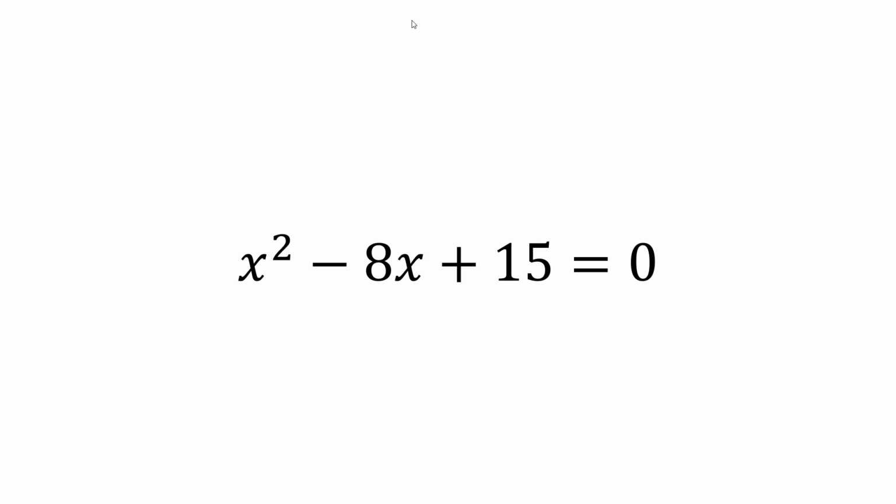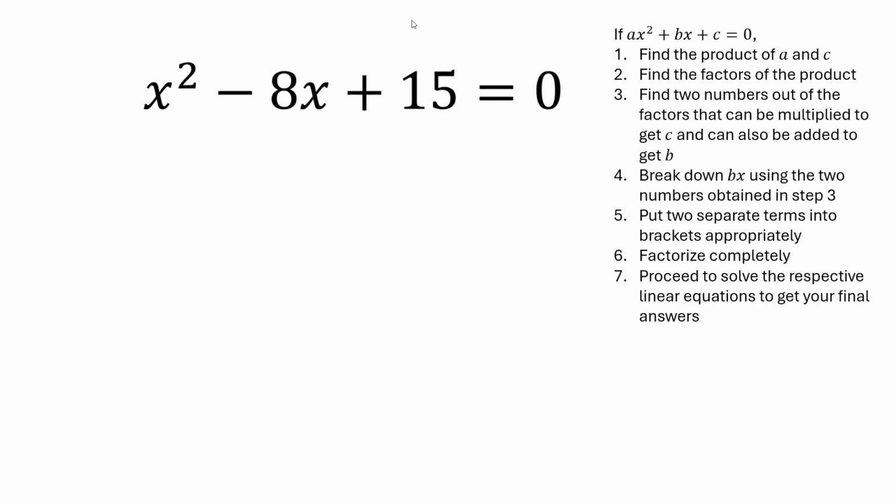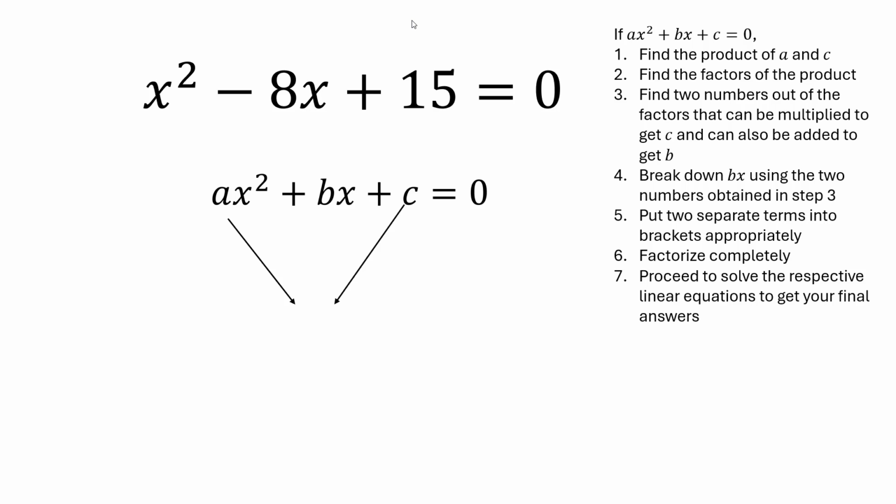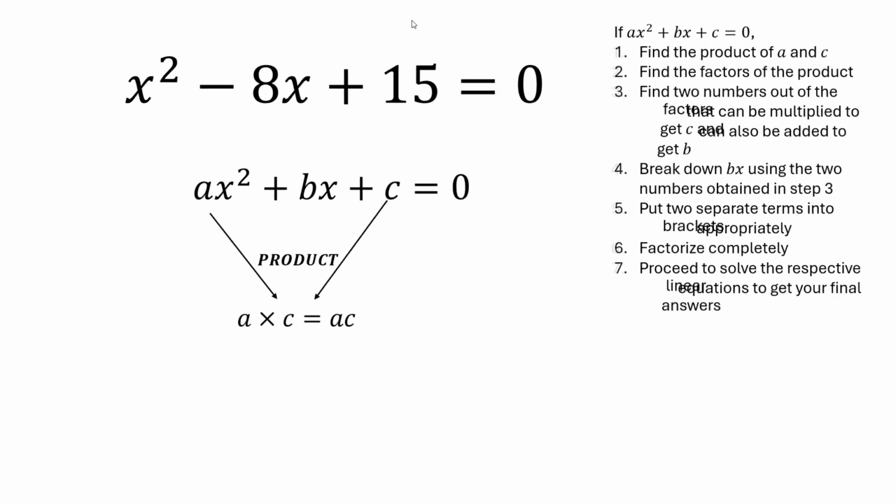In this example, we are going to try and solve this quadratic equation with the factorization method we learned in the previous video. Just as we did in the previous video, we follow these steps to make our work very easy. If you have the quadratic equation given in this particular format, the first thing you have to do is to find the product of A and C, where A is the coefficient of x squared and C is a constant.